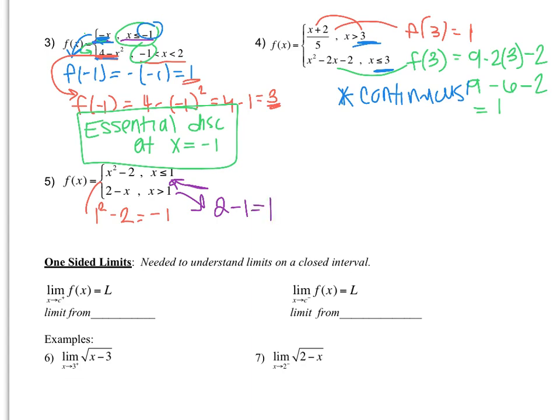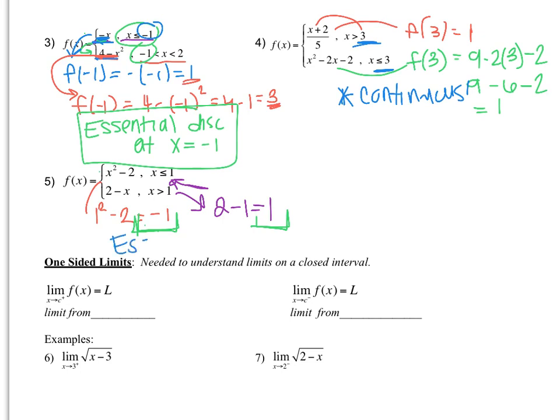So the y value for the first piece at 1 is negative 1. The second piece has a y value of positive 1 when x is 1. This means, because it's not a smooth transition from the first definition of the function to the second, it's an essential discontinuity at 1.